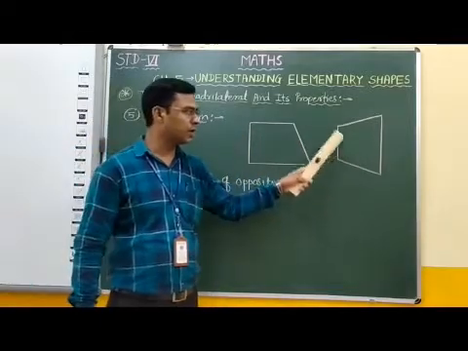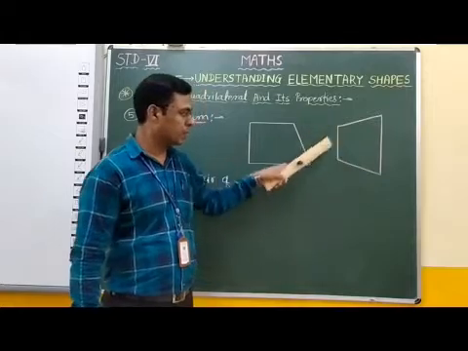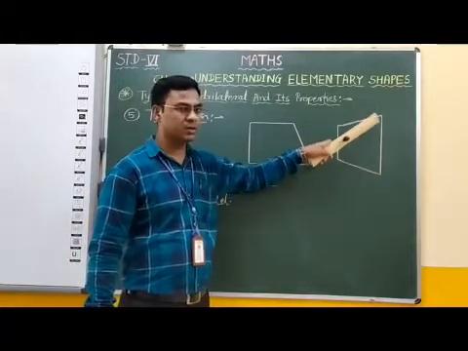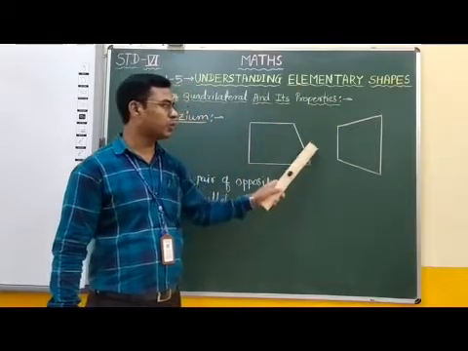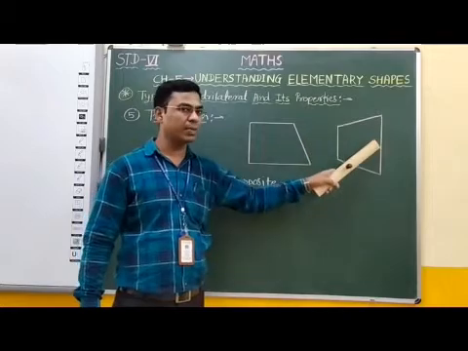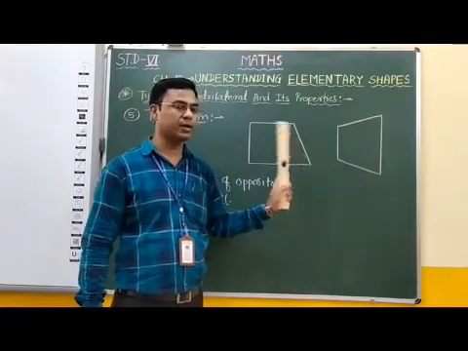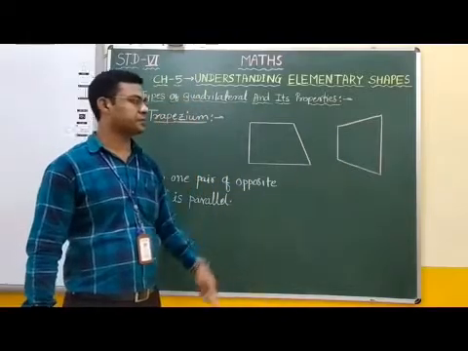Now here these two opposite sides are not parallel, but these two opposite sides are parallel. Therefore, only one pair of opposite sides is parallel in this quadrilateral. Therefore, this quadrilateral is a trapezium.